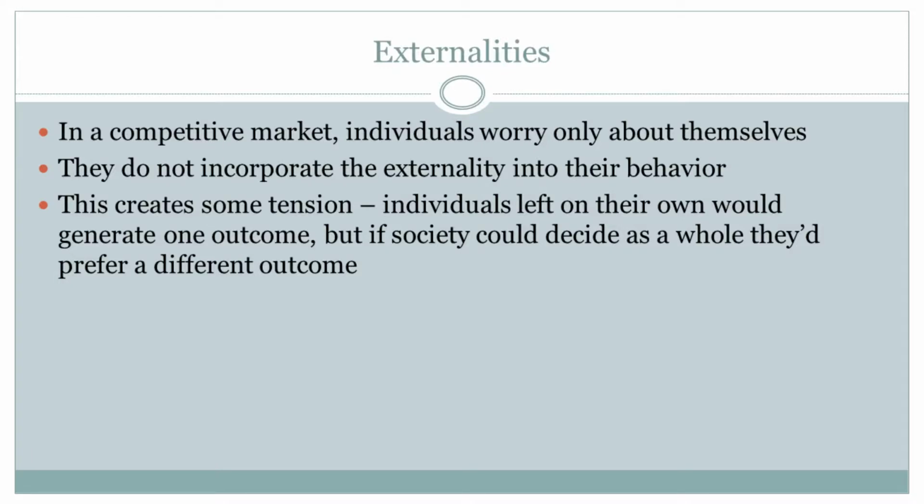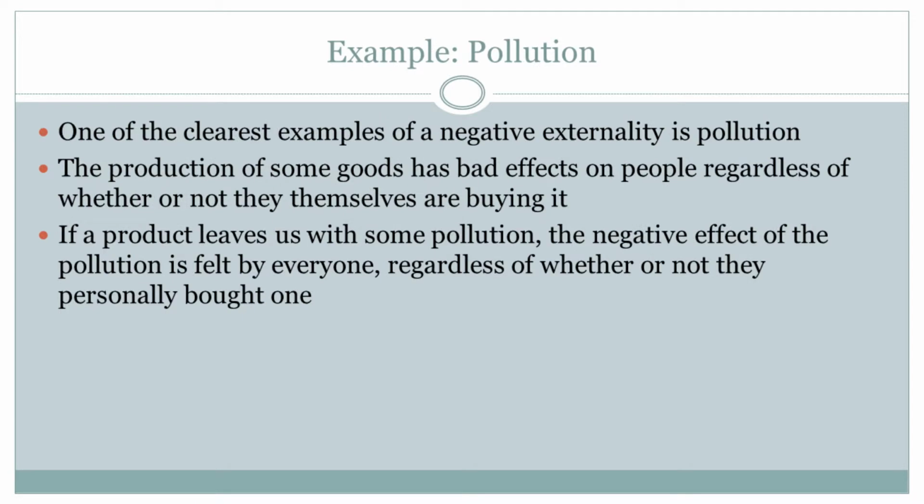And this creates, of course, some tension, right? Whenever you have somebody making a decision that hurts somebody else, which is what externalities are, if they're negative externalities, they hurt, then we're not going to end up with great decisions. Now, a very clear example of externalities, and the first example that any economist is going to point to, is pollution. And so let's take this as an example.